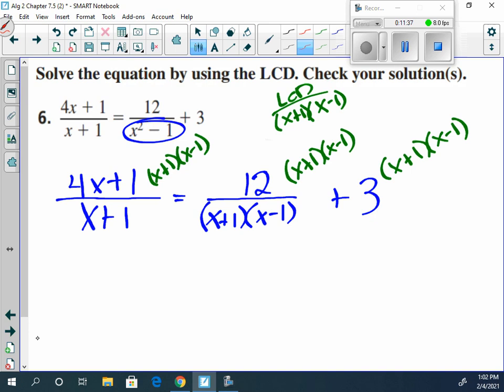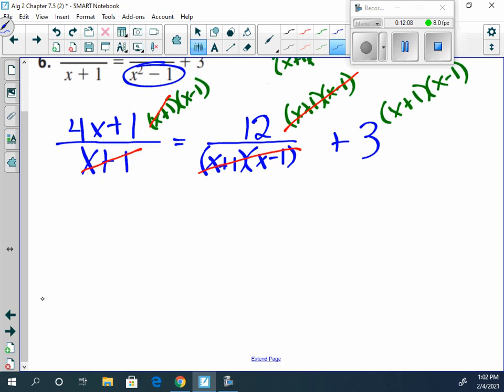Okay. Now let's see what simplifies. Now in our first term, the x plus 1 and the x plus 1 will cancel. In our middle term, both of them, x plus 1 and x minus 1, will cancel. They'll simplify out in the middle term. Well, since the 3 doesn't have a denominator, nothing's simplifying out. It stays the same. Any questions on how we simplified any of this here so far? Any questions on any of this here?